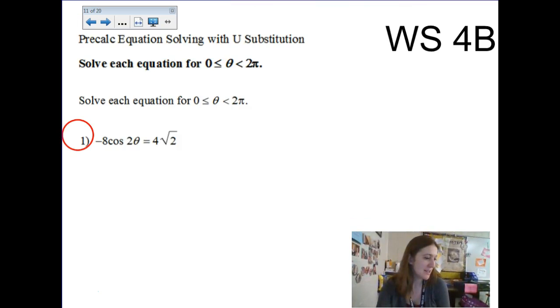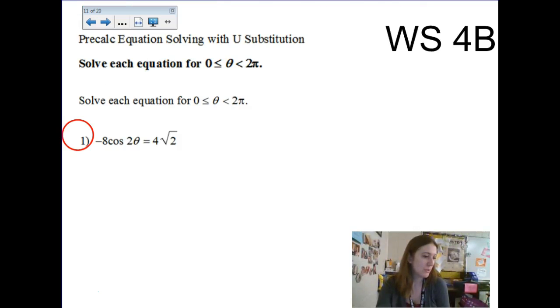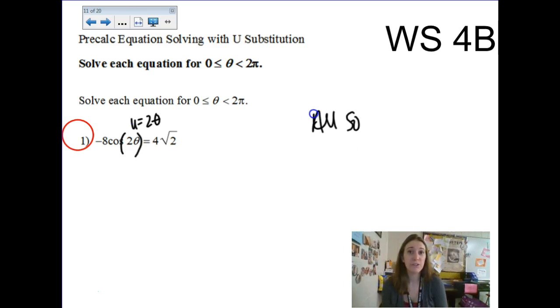Alright, this is the worksheet that's on the back. So in class we're going to be doing a lot of these together. Just remember, if you end up doing u-substitution, like we're going to have to do here, you're going to say u equals 2 theta, and you're going to find the all solutions one first. Let's see, I do have time to do this one. I'll do this one with you, okay?